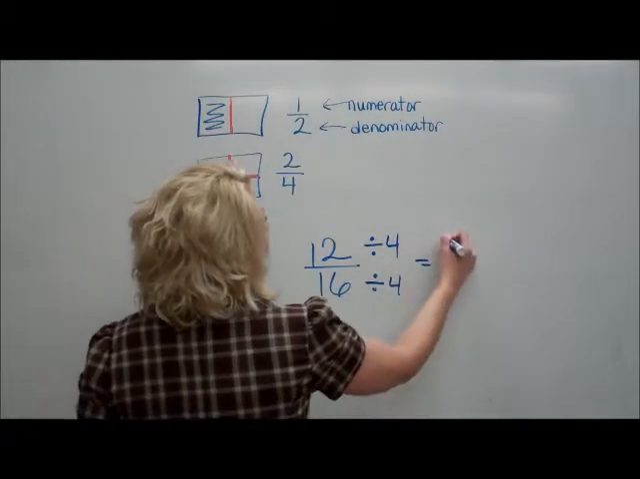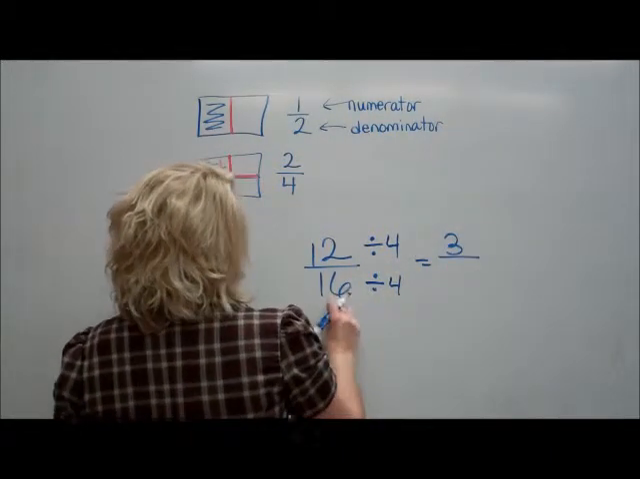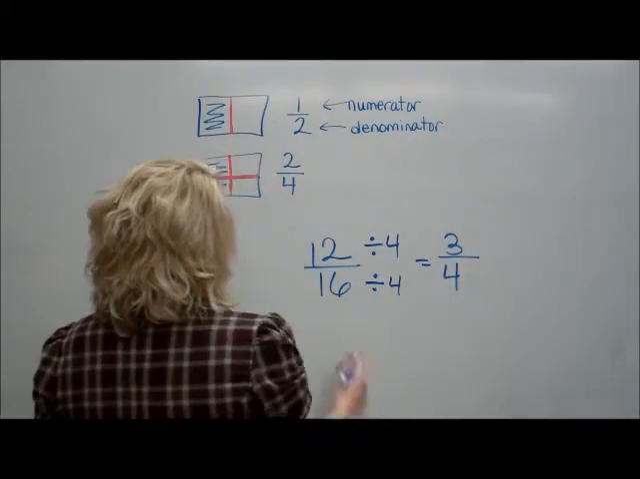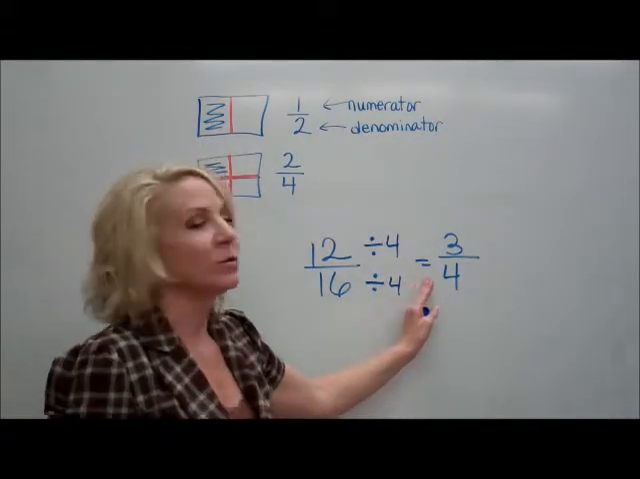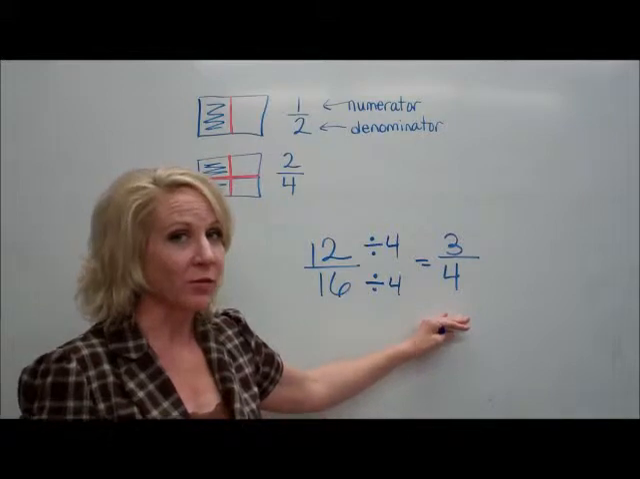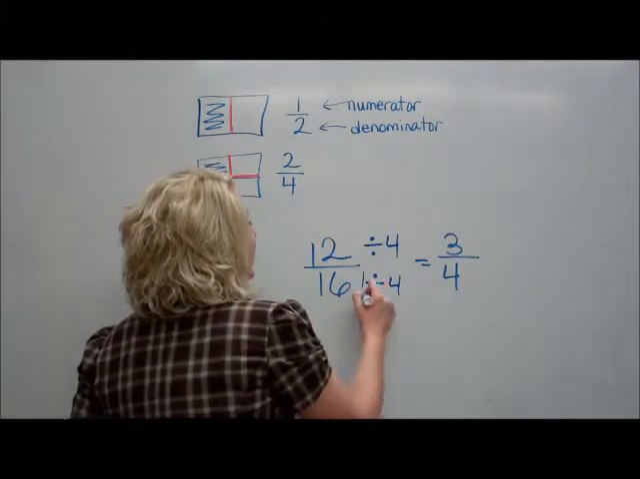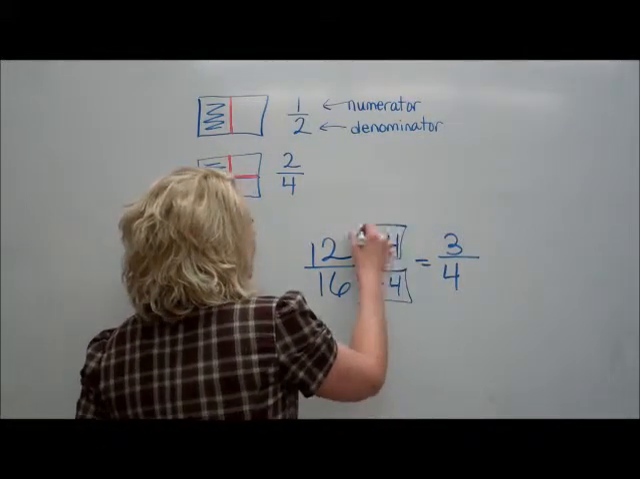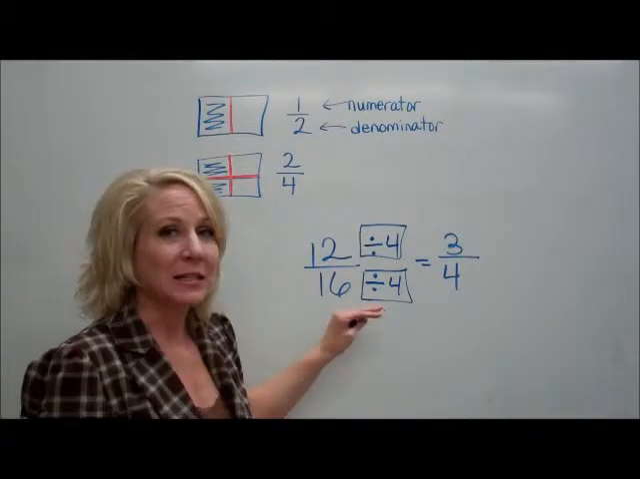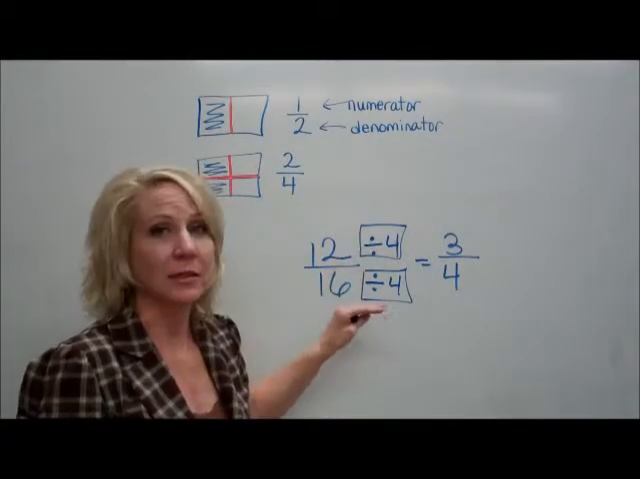4 divides into 12 3 times. 4 divides into 16 4 times. 12/16 is equal to 3/4. They are equivalent fractions. And the students have to make sure that they divide by the same exact number for the numerator and the denominator.